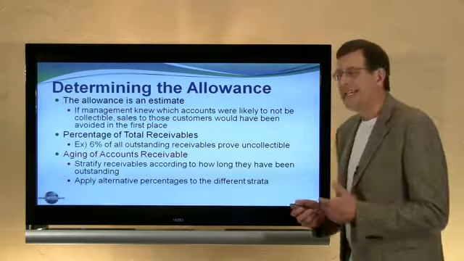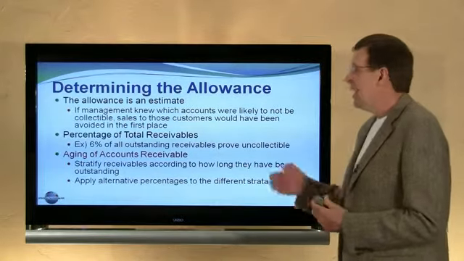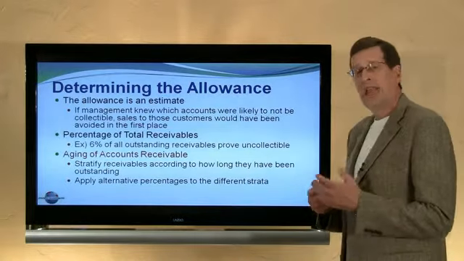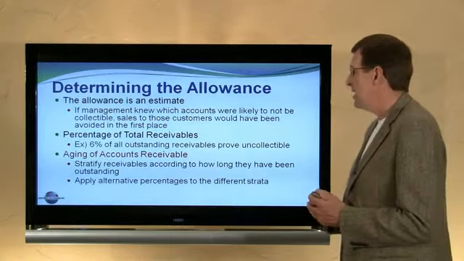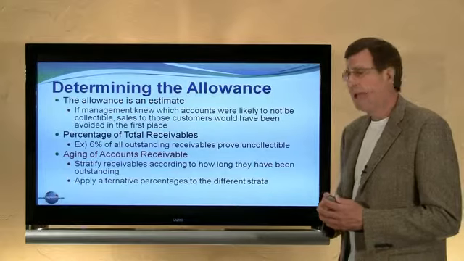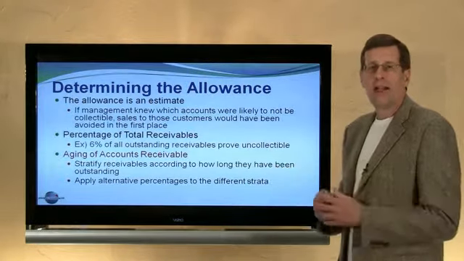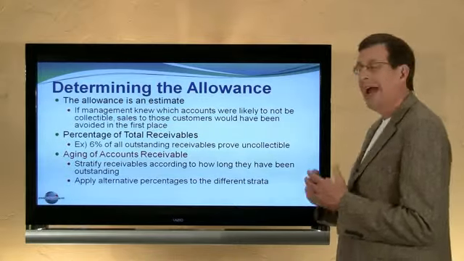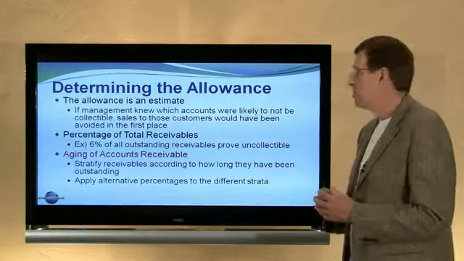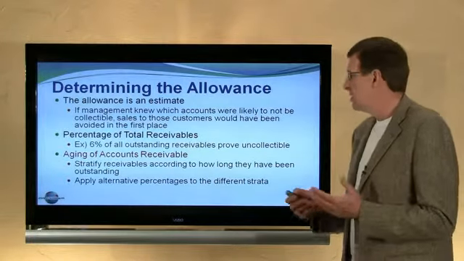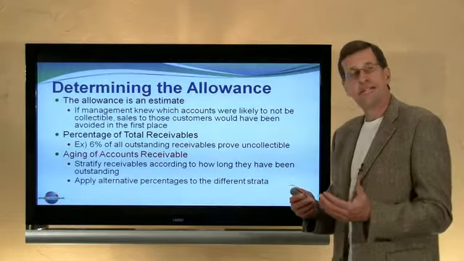The allowance is an estimate of uncollectibles. An allowance is necessary because if management knew which accounts were likely to prove uncollectible from the outset, sales to those customers would have likely been avoided to begin with. So we provide an overall or aggregate estimate against our entire outstanding receivables to determine the portion we think are uncollectible. This might be done as a percentage of total receivables, such as 6% of all outstanding receivables.